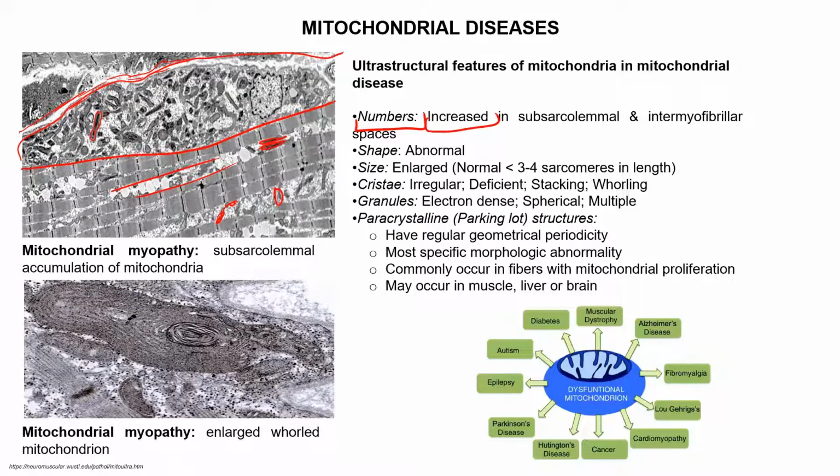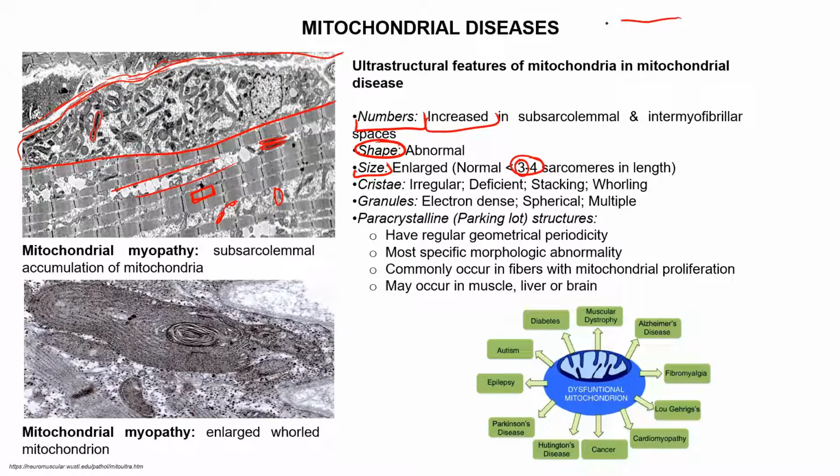And strange sizes, while the normal size that we usually have in our body is less than 3 to 4 sarcomeres. So sarcomere, as you remember, is this small unit here. So 3 to 4 are thought to be normal. Well, 3 is actually already long for mitochondria, but if we have longer, it means that we have problems with the size of them.